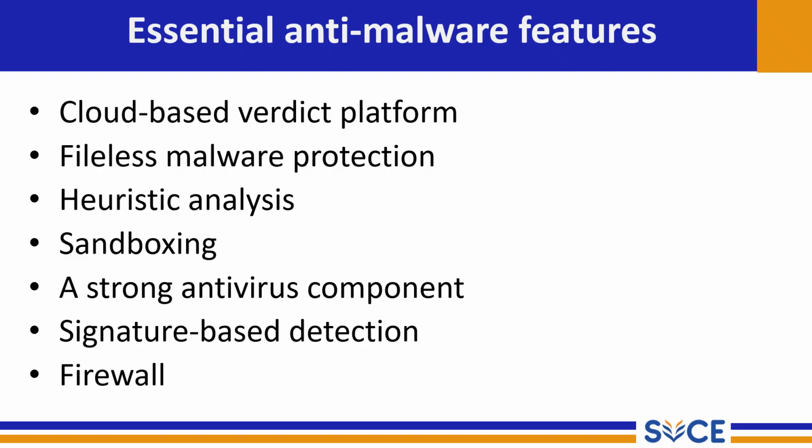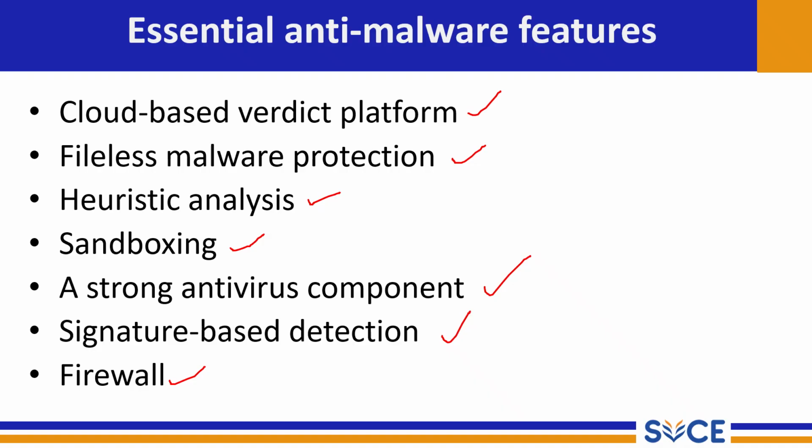And next one, we will discuss essential anti-malware features. So these are the essential anti-malware features. First one is the cloud-based verdict platform. Second one, fileless malware protection. Third one, heuristic analysis. Fourth one, sandboxing. Fifth one, a strong antivirus component. Sixth one, signature-based detection. And last one is the firewall. Okay. So first one, cloud-based verdict platform.